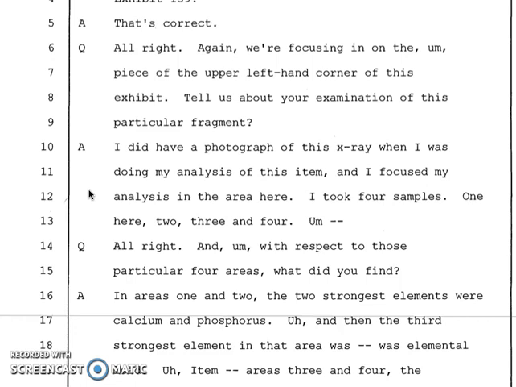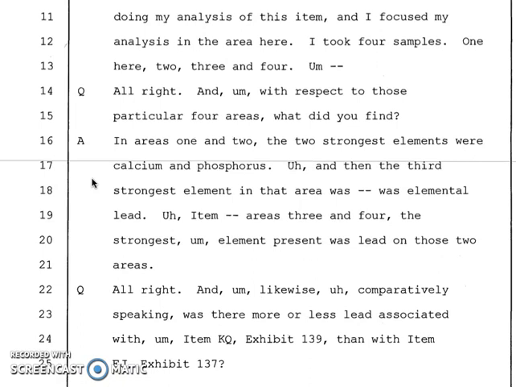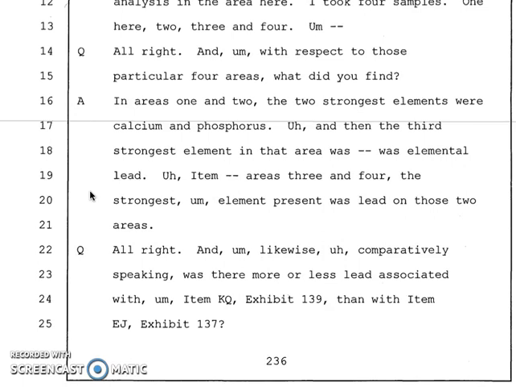I took 4 samples, 1 here, 2, 3, and 4. All right, and with respect to those particular 4 areas, what did you find? In areas 1 and 2, the 2 strongest elements were calcium and phosphorus, and then the 3rd strongest element in that area was elemental lead. In areas 3 and 4, the strongest element present was lead on these 2 areas.